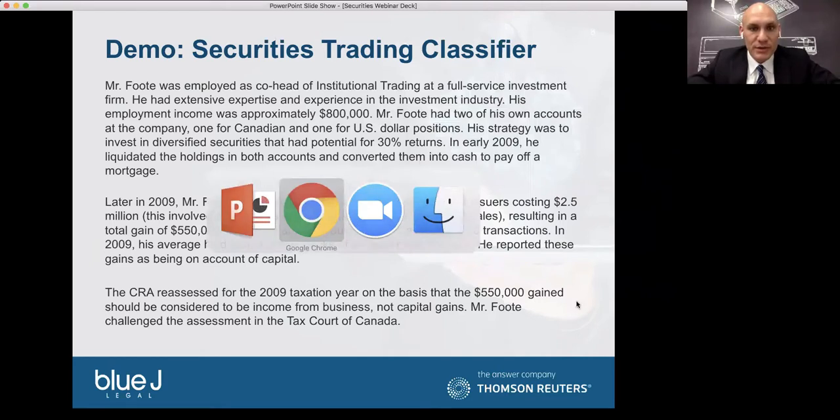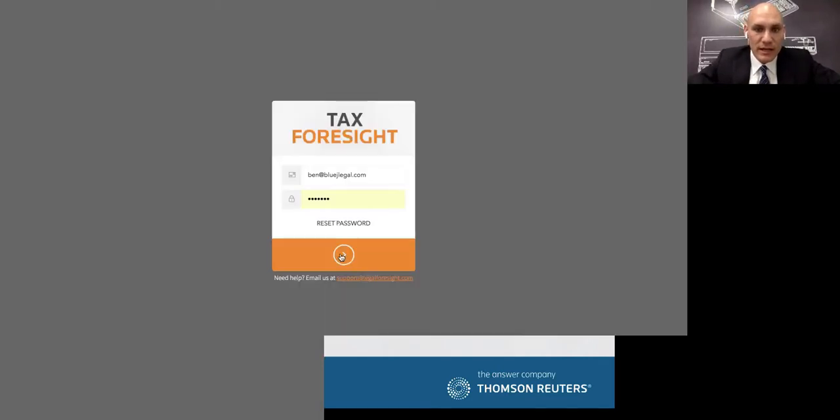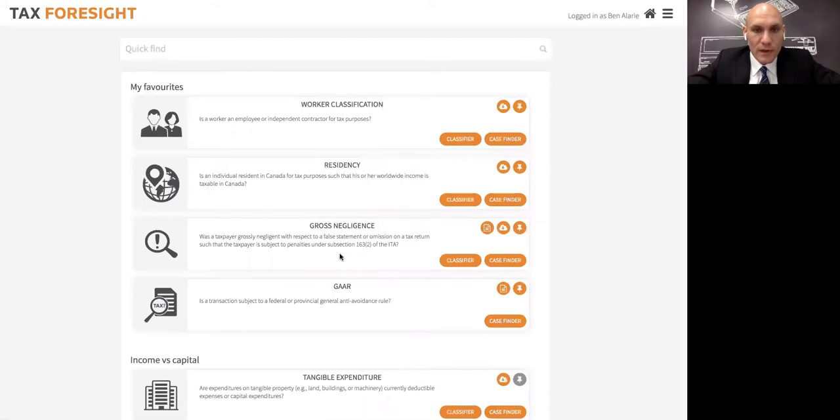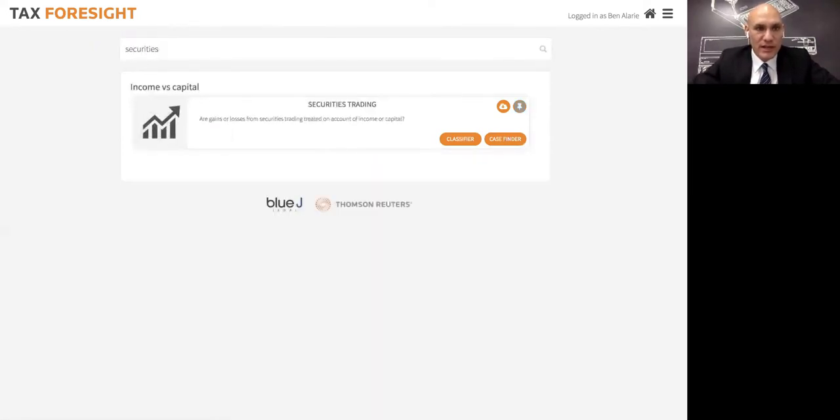So I'm going to jump into Tax Foresight here. I'm going to log in. Okay, so we're at the login screen for Tax Foresight. I'm going to pull up the securities trading classifier here by just typing securities into the quick find menu.